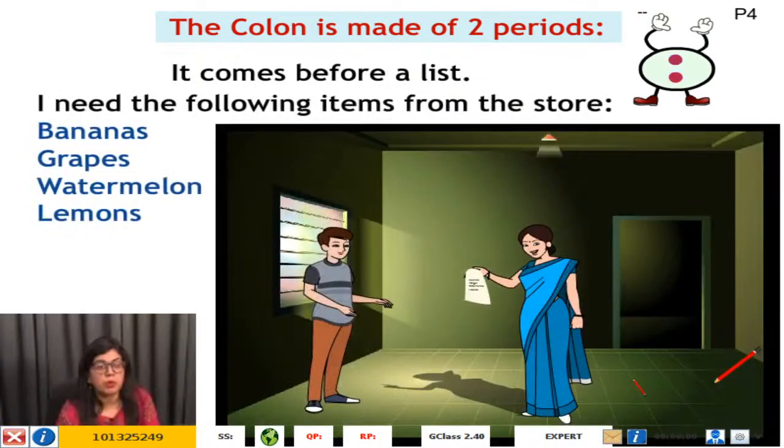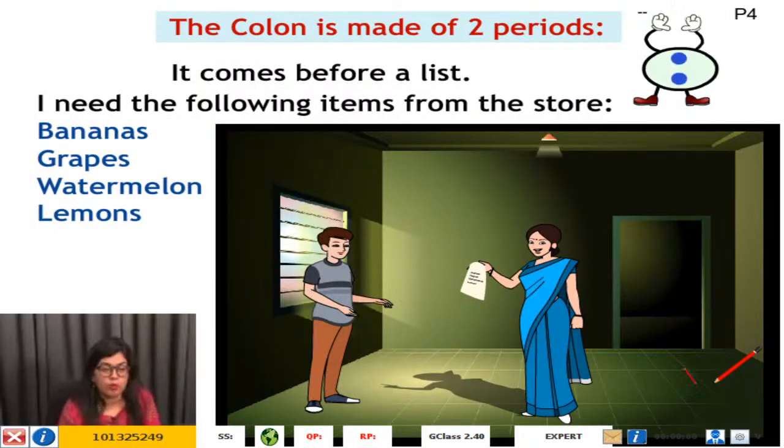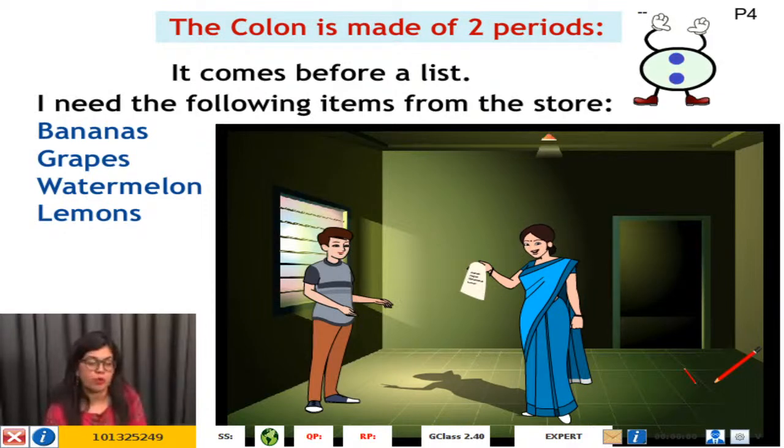Then again, it comes before a list. I think all of you have a habit of preparing a list when you go for shopping or marketing. Either you or your family members may have a habit of preparing a list. So how do we prepare a list? Look at this: I need the following items from the store: bananas, grapes, watermelon, lemons. There is a colon there. "Following items" means we are listing some items below. In this way, by using a colon, we can make a list of items that we need.